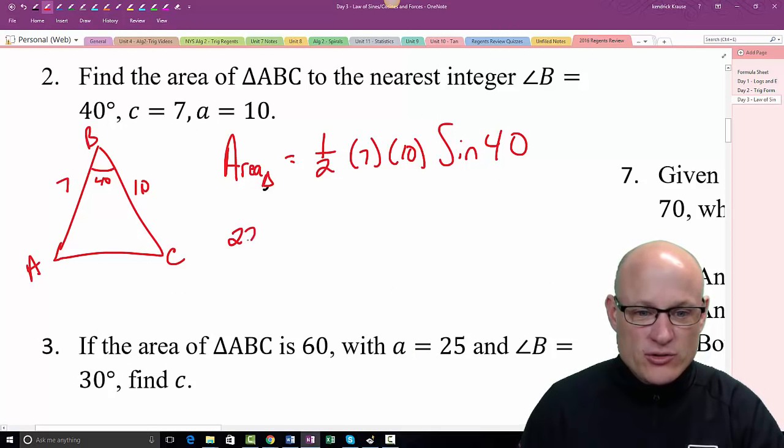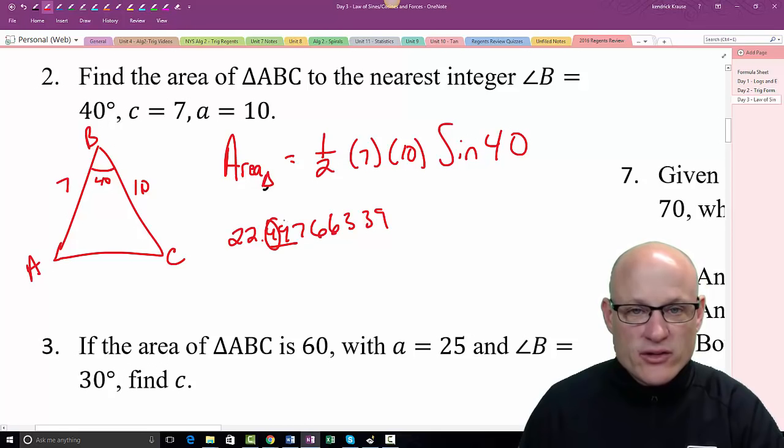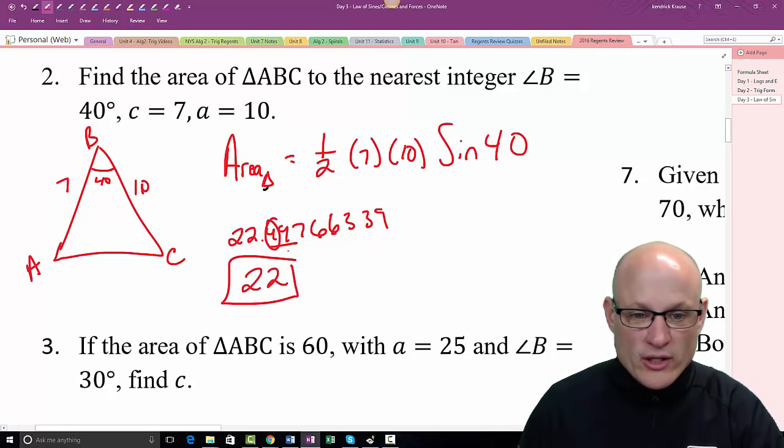Ooh, 22.49766339. Find the nearest integer. So 22.4, I got a 4. Don't be that person who says the 7 rounds this to 50 and 50. No, it's 22. You only look at the 4 here. Just look at that 4. That 4 tells you don't round up.